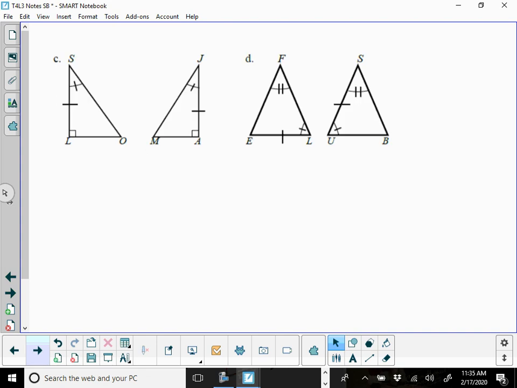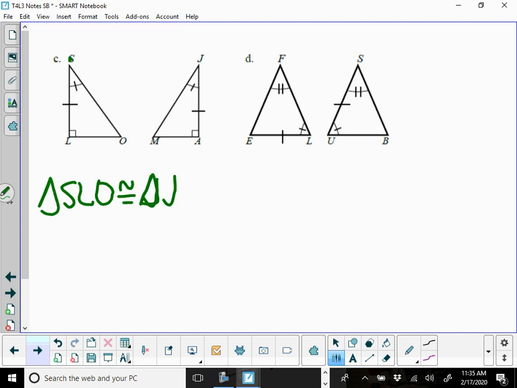All right, letter C. Again, we've got this angle. We've got the side between it and the other angle. Angle, side, angle. So yes, it is going to be, and let's see what we've got here. Let's label it triangle SLO would be congruent to triangle JAM, and that again is by angle, side, angle.